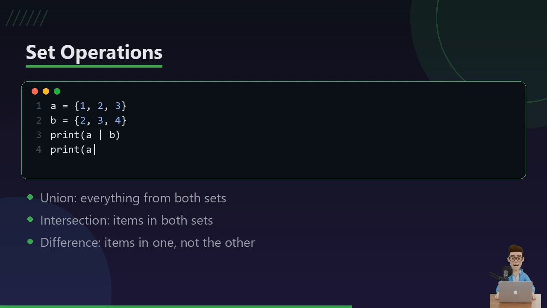These 3 operations are where sets really shine. Union with the pipe symbol combines everything. Intersection with the ampersand finds what is shared, and subtraction finds what is only in the first set. In short, sets let you compare groups the way you would compare 2 lists of names on paper.